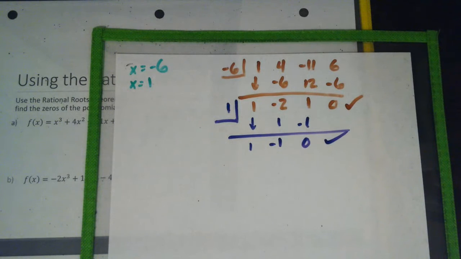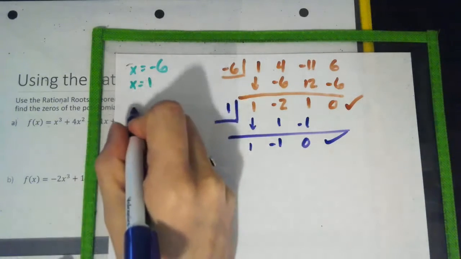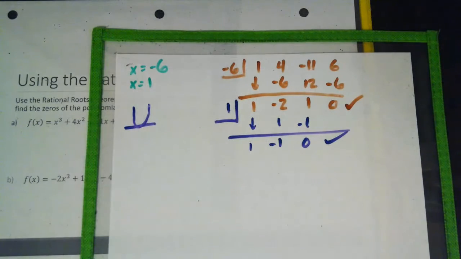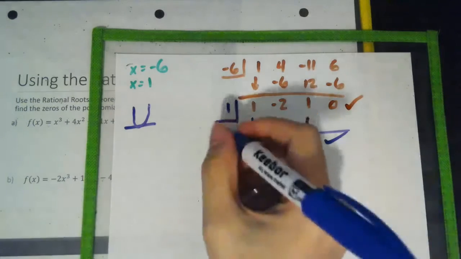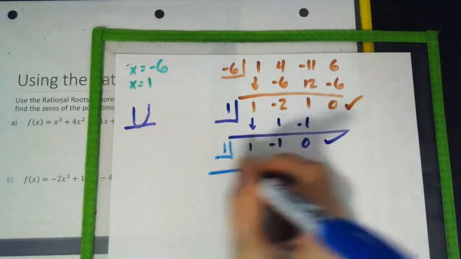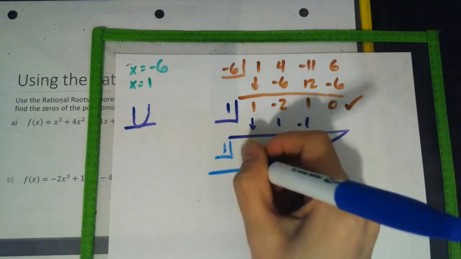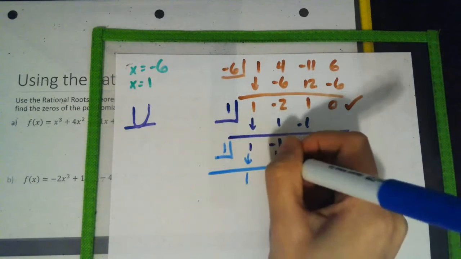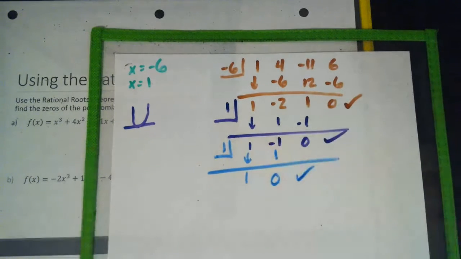But if you remember looking at the graph, at x equals 1, the graph kind of looked like a parabola. So hypothetically, this should have a multiplicity of 2. So I should be able to synthetically divide in 1 again. So I'm going to try that. If we do that, I bring down my 1, multiply, add, I get a remainder of 0.